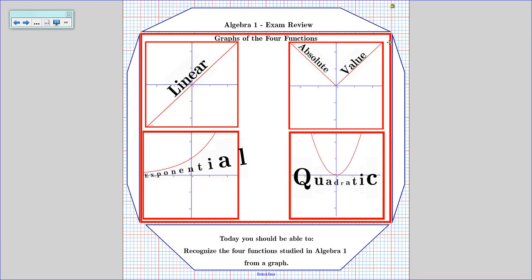Hi everybody, here is a quick video on Algebra 1 end of course exam review. This one is recognizing the four functions commonly studied in Algebra 1 from their graphs. And the goal of this video is that you should be able to recognize the four functions just by looking at their graphs.